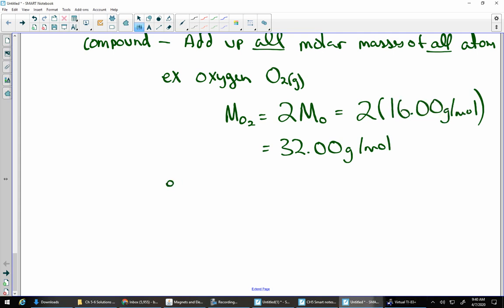Let's check out a couple more examples of these compounds. Let's do our next example. Let's check out something a little bit trickier. Let's look at manganese oxide.